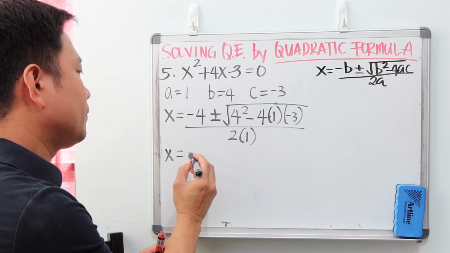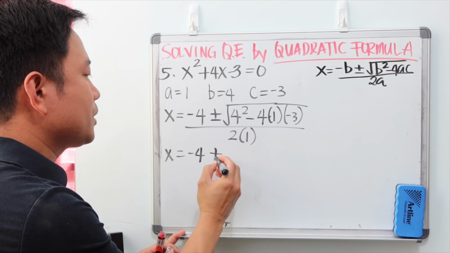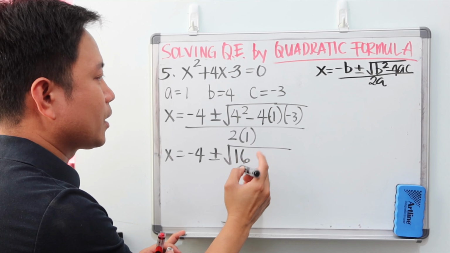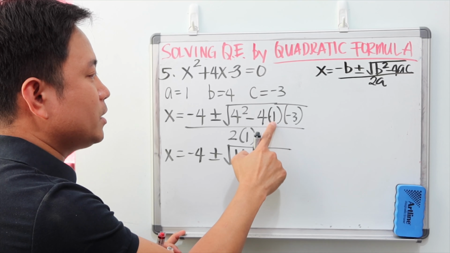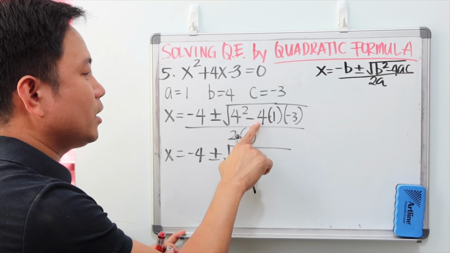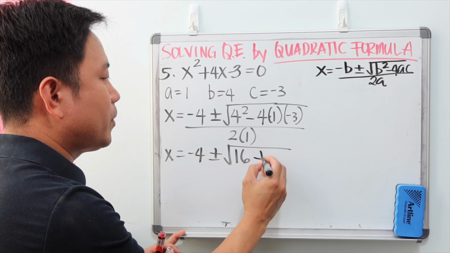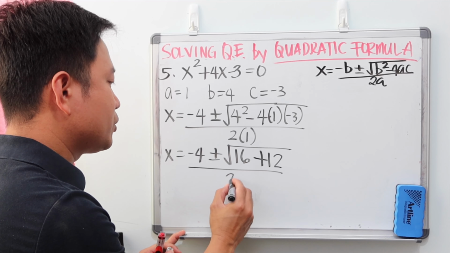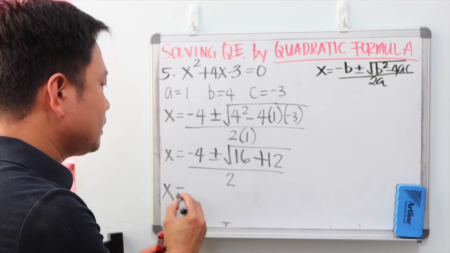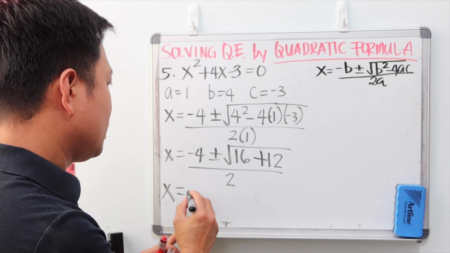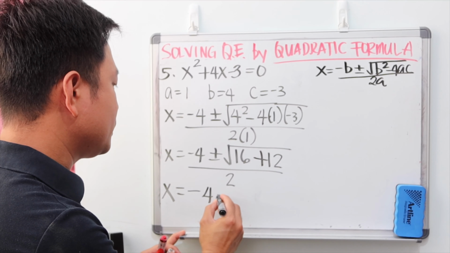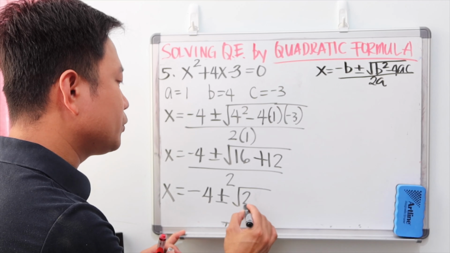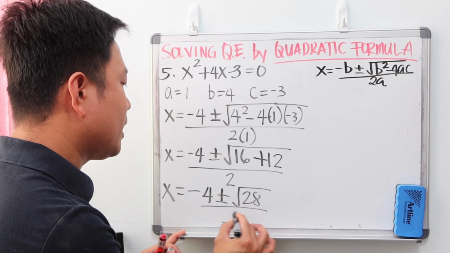Simplifying this further, we have negative 4 plus or minus the root of 4 squared, which is 16. Negative 3 times 1 is negative 3. Negative 3 times negative 4 is positive 12. So we have plus 12, divided by 2. Now, this is a positive discriminant, so we're expecting two answers. Negative 4 plus or minus root 28 divided by 2.